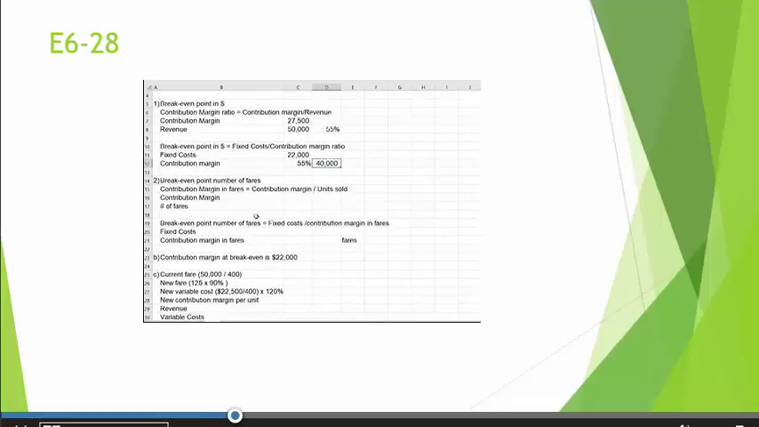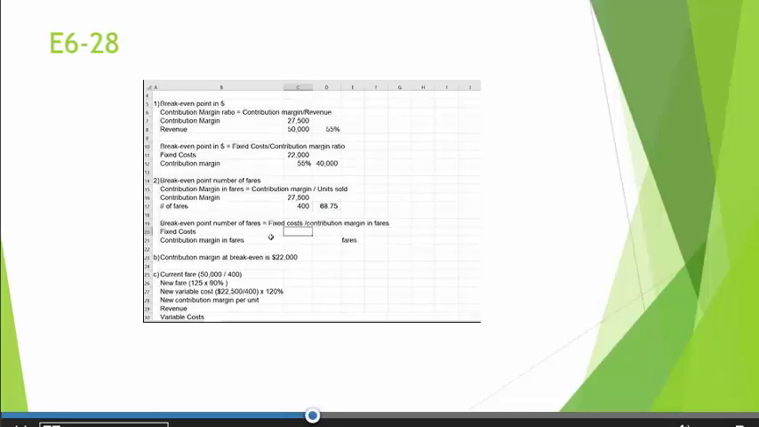To do the same calculation in number of fares, we calculate the contribution margin per fare, as in units, to determine our break-even point. Our contribution margin is again $27,500. The number of fares in the month is given in the revenue column: 400 fares, which means the contribution margin per unit sold is $68.75. So that's the margin they get per fare.